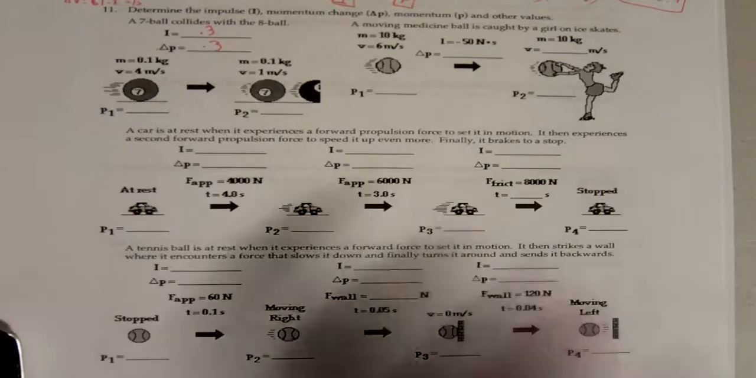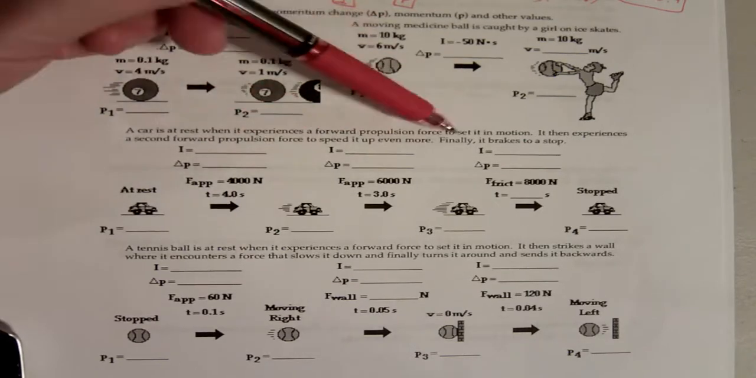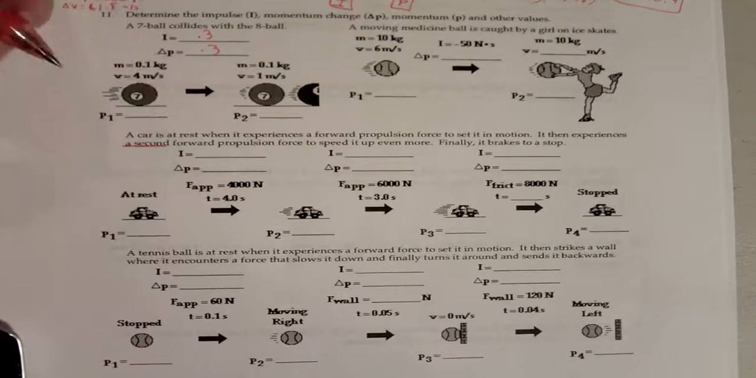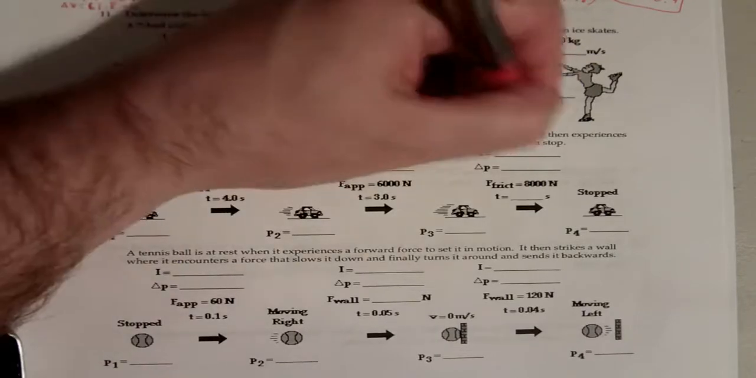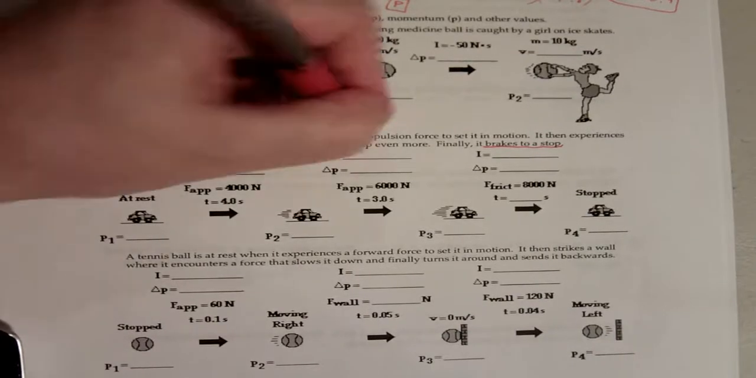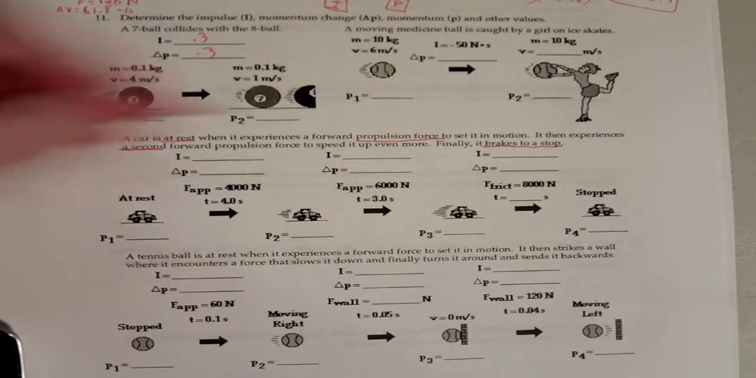Okay, so let's do this one. This is the only one we're going to do on this page. Not that bad. So let's read through it. A car is at rest when it experiences a forward propulsion force to set it in motion. Then it receives a second propulsion force to speed it up even more. Finally, it brakes to a stop. So it's at rest, it receives a propulsion force, it experiences a second one, and then it stops.